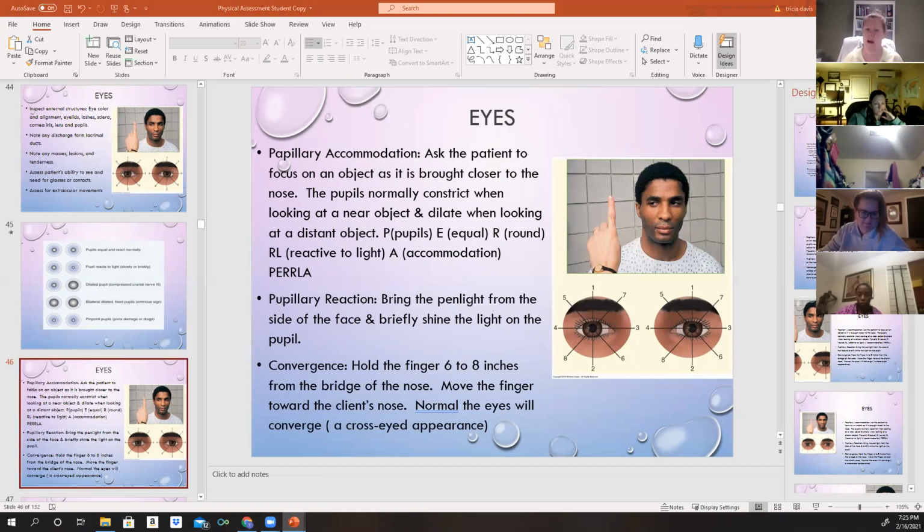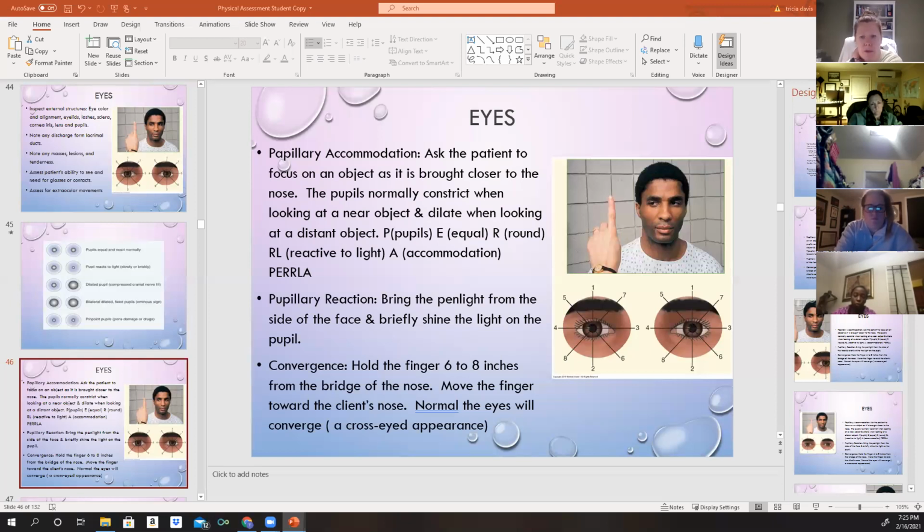I don't know why. All right, so pupillary accommodation. You're going to ask the patient to focus on that object as it's brought closer to the nose. The pupils normally constrict when they're looking at an object that's near to them, and they dilate when they're looking at a distant object. So again, that's PERRLA.